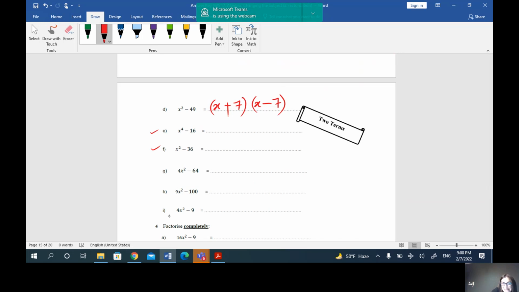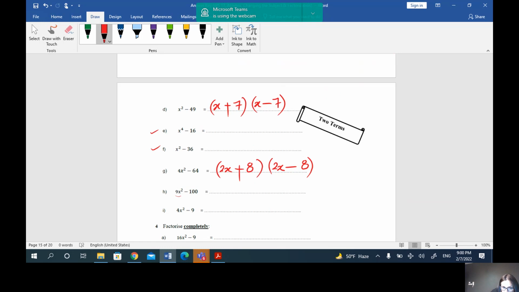4x squared minus 64. So 4x squared is squared and 64 is a squared number. 4x squared originally is 2x times 2x and 64 is 8 times 8. So we're going to open two brackets. The first will take the addition and the second will take the subtraction. And here it will be 2x and 2x. And here it will be 8, 8.